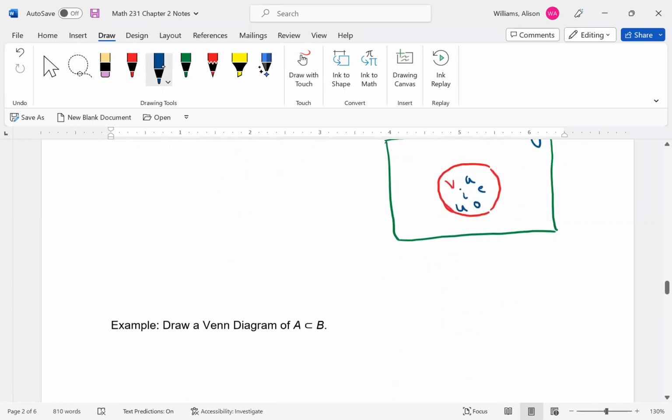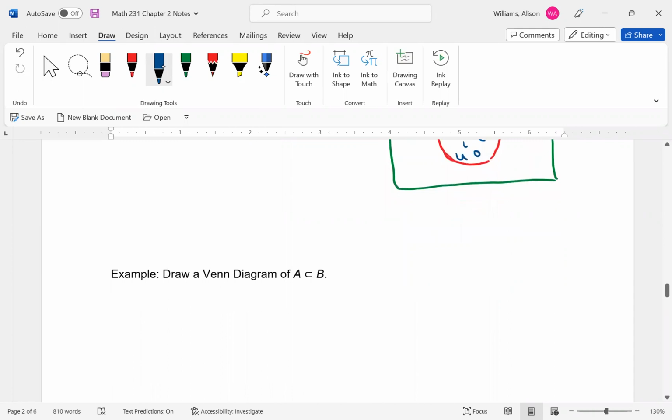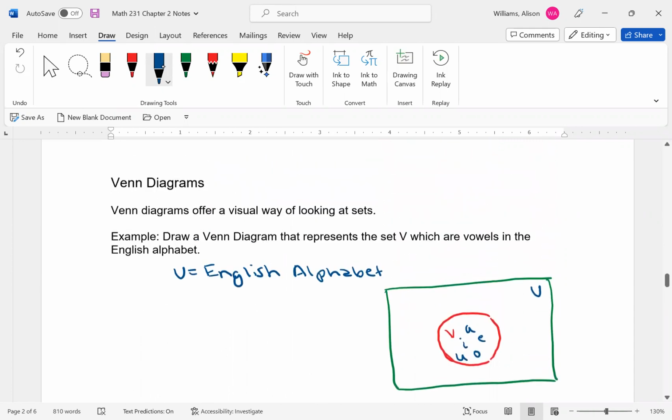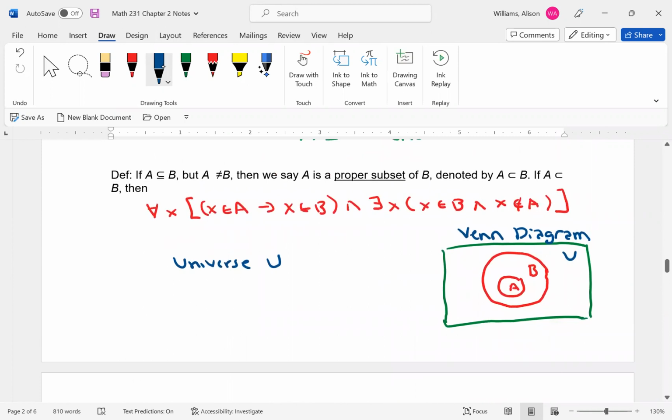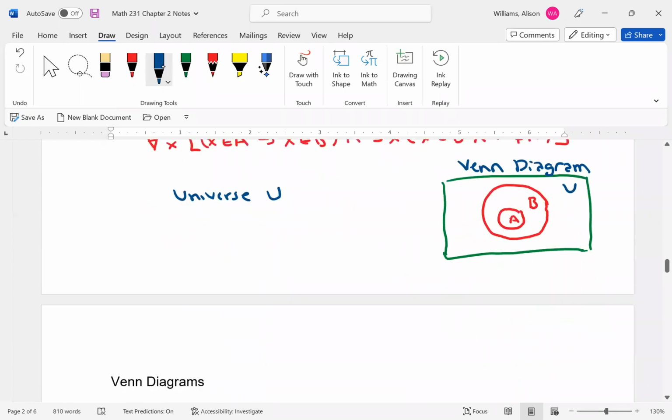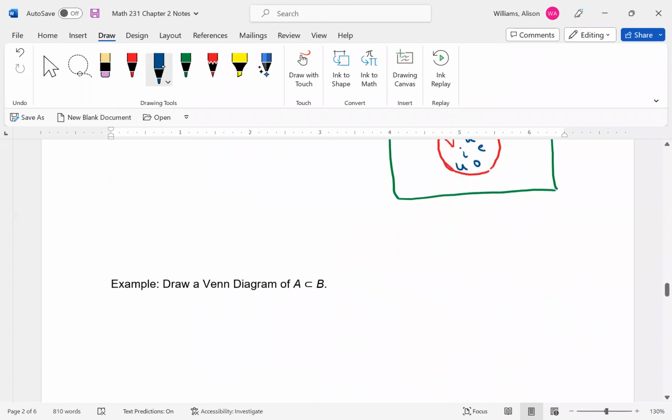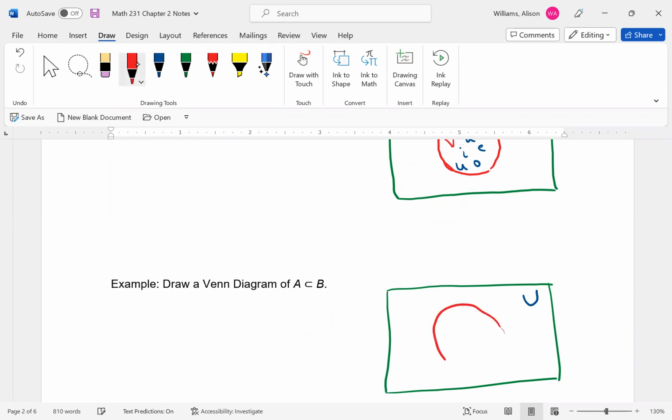Okay, so let's draw a diagram of A inside of B. Oh, actually, I did that right up here. I kind of jumped the gun. So I'm going to redraw this down there because this is saying it's a proper subset. And a proper subset would have A smaller inside of B. And here's B, my slightly sloppy circle, and here's A. So that would be how this could be drawn.